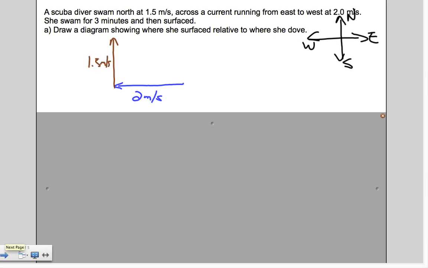Yes? Swim north first, you mean this? It sort of does. You just have to shift it based on what happens. If she started here, the current is pushing this way and she's swimming up, so her net location, where she winds up, is somewhere over here. She's going to wind up on the northwest side because the current is going east to west. That's how you draw that diagram of where she winds up.